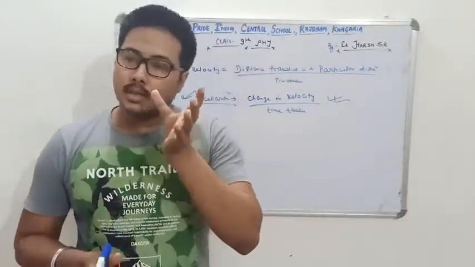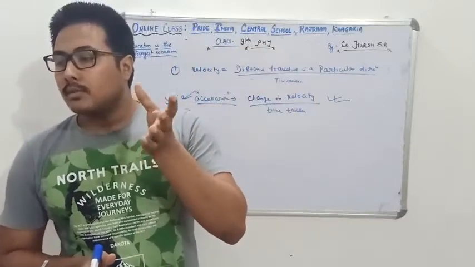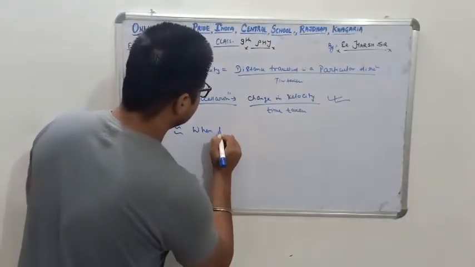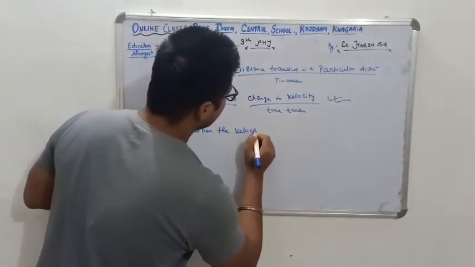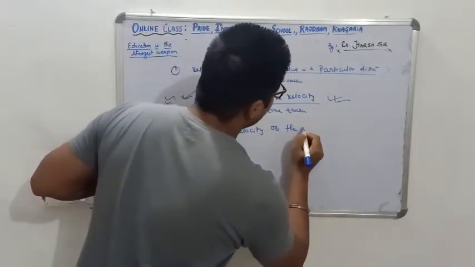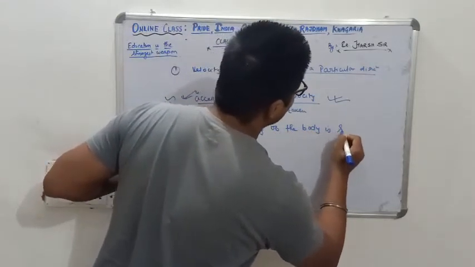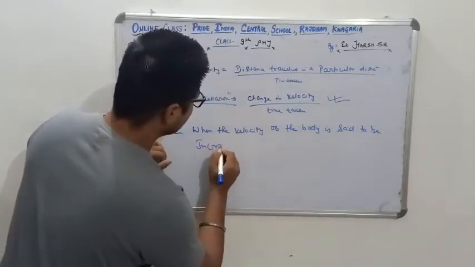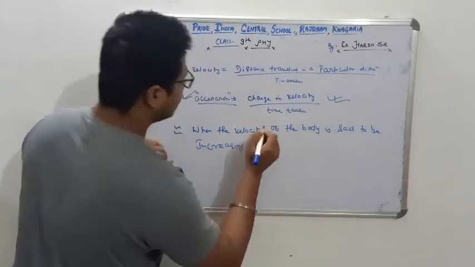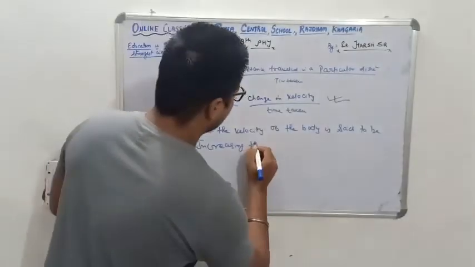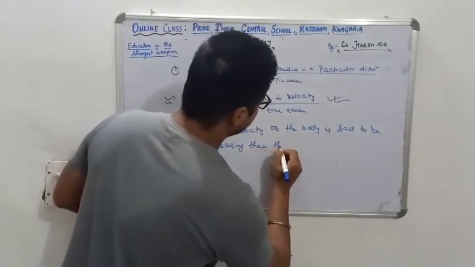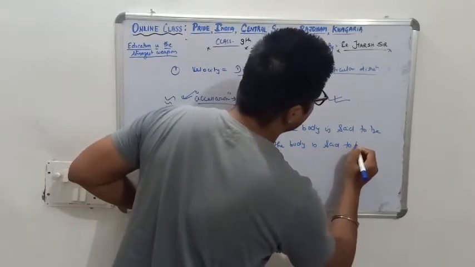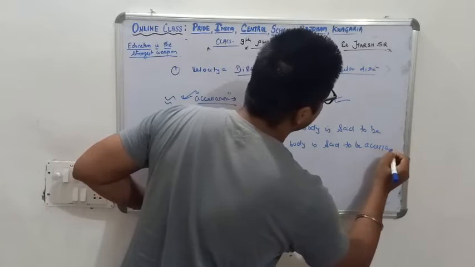So we can say a body is said to be in acceleration when there is a continuous movement of the body and the velocity of the body is increasing. When the velocity of the body is increasing, then the body is said to be in acceleration.